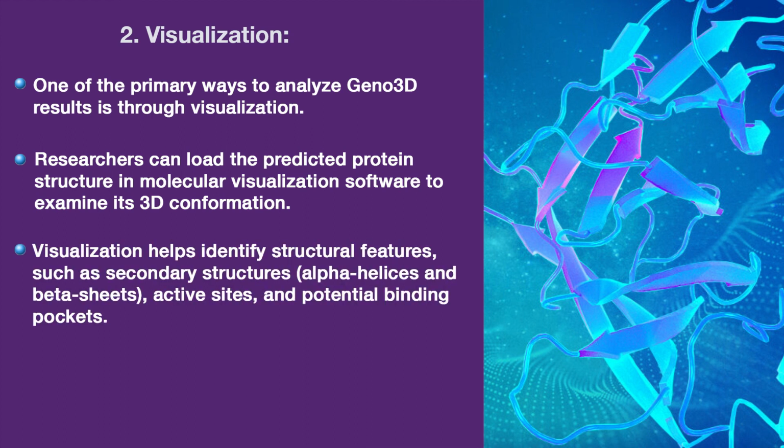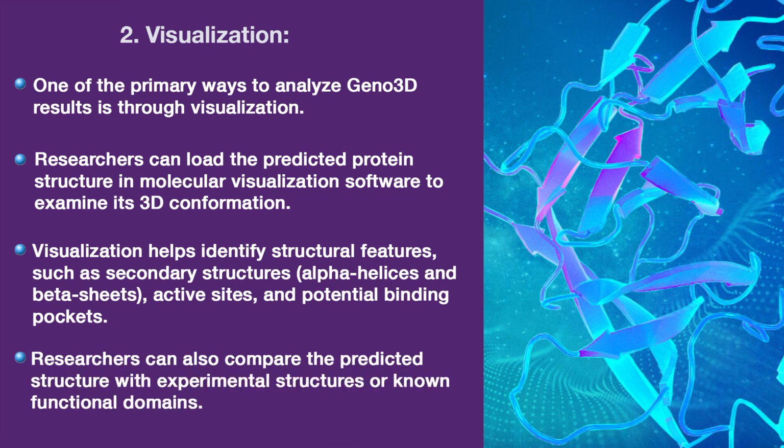Visualization helps to identify structural features such as secondary structures, specifically alpha helices and beta sheets. It also helps in identifying active sites and potential binding pockets for further analysis. Researchers or scientists can also compare the predicted structures with experimental structures to know functional domains or motifs.